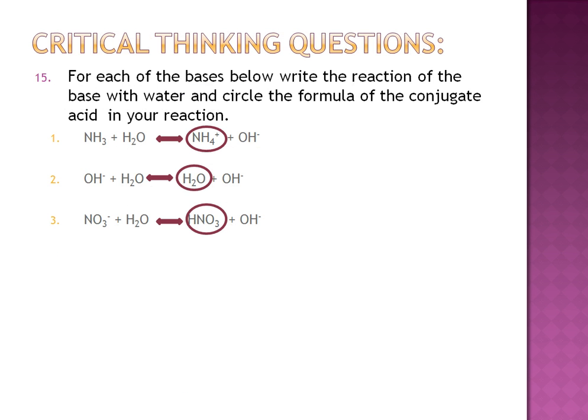Critical thinking question number 15. For each of the bases below, write the reaction of the base with water and circle the formula of the conjugate acid in your reaction. Number 1 is NH4+ because it gains an H+ ion. Number 2 is H2O because it also gains an H+ ion. And number 3 is HNO3 because it also gains an H+ ion.